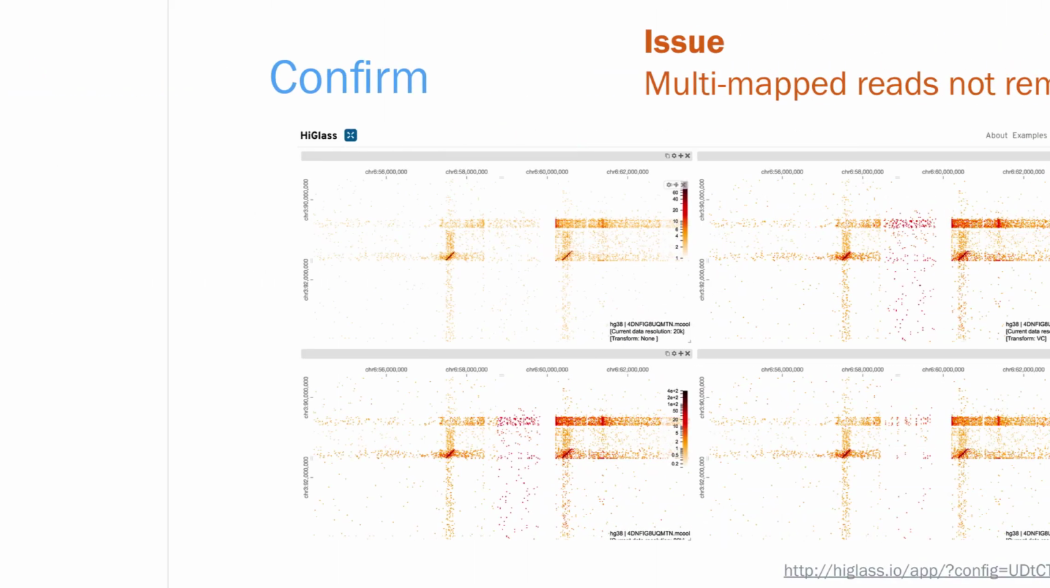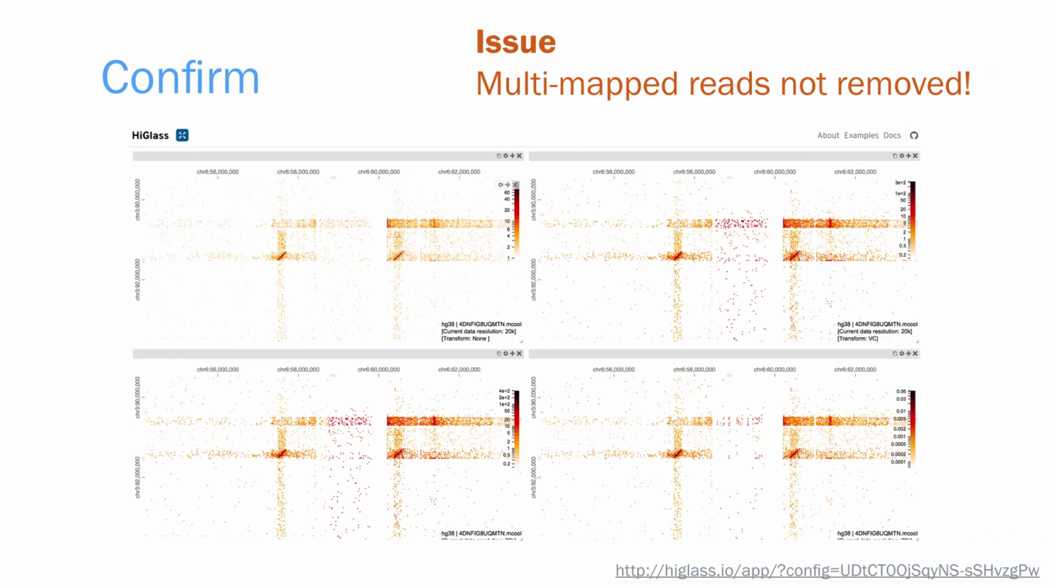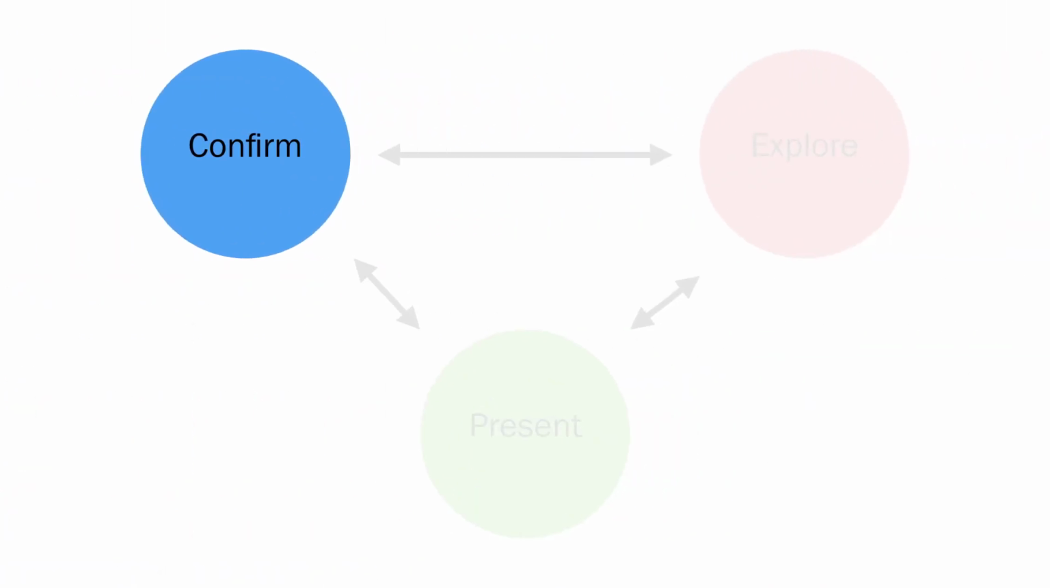So those are confirmation questions, and here's an example of where it didn't work. Diagonals should be this way, but if you find things like these diagonals that go in the other direction, and also these weird bands in there, this is a case where someone didn't properly remove multi-map reads. A bunch of reads mapped to different positions of the genome, and you end up with weird patterns that you should not be seeing in your Hi-C interaction matrix. So that's an example for confirmation.